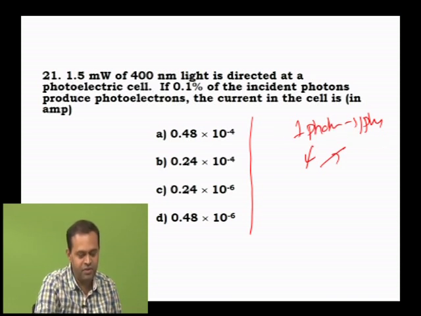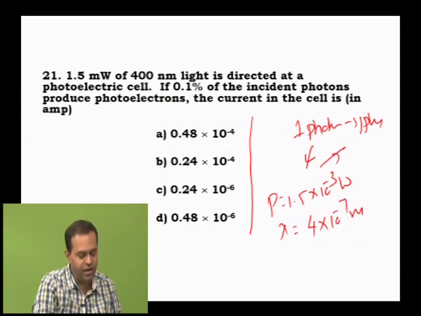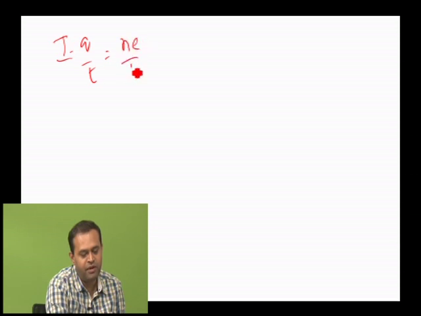What all is given? Power is given. Power is equal to 1.5 milliwatt, which means 10⁻³. Lambda is given as 400, write 4 into 10⁻⁷ meter. Done? You have to calculate the current value. Listen, you know the expression I is equal to Q divided by t. Q is equal to N into e, by t. Tell me, what does N by t represent? It is the number of electrons emitted per second.